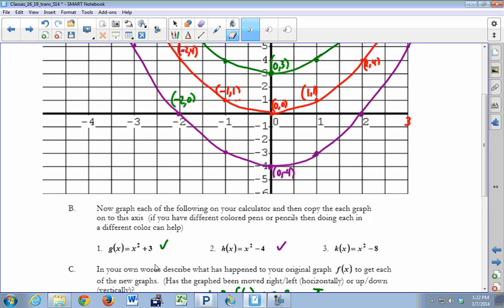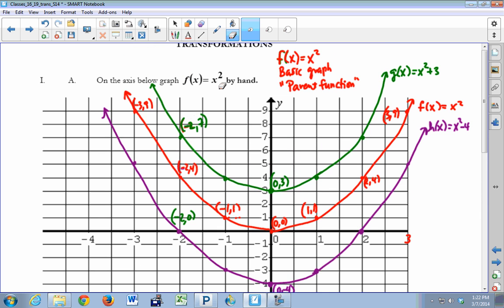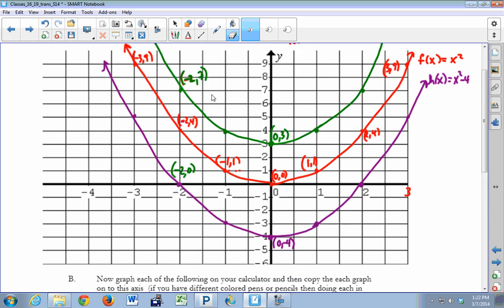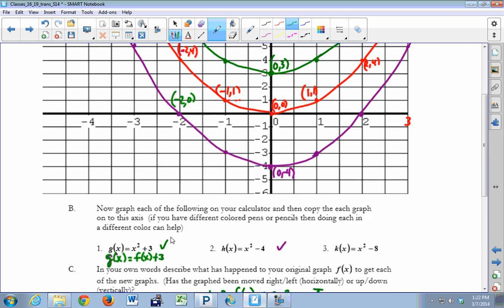G of x is x squared plus 3. And x squared is my original function, f of x. So I could, if I wanted to, rewrite g of x as f of x plus 3. What this says is, for any x, find the output by squaring it, because that's what f of x says to do, then add 3 to all the outputs.